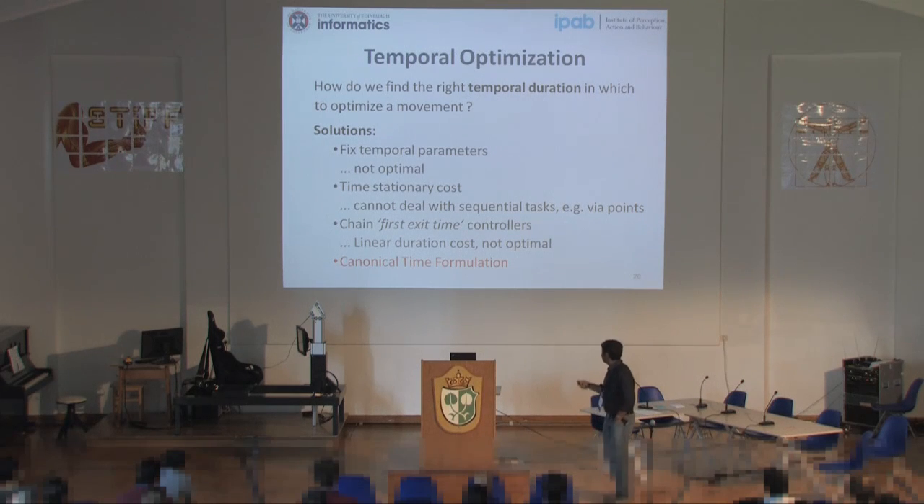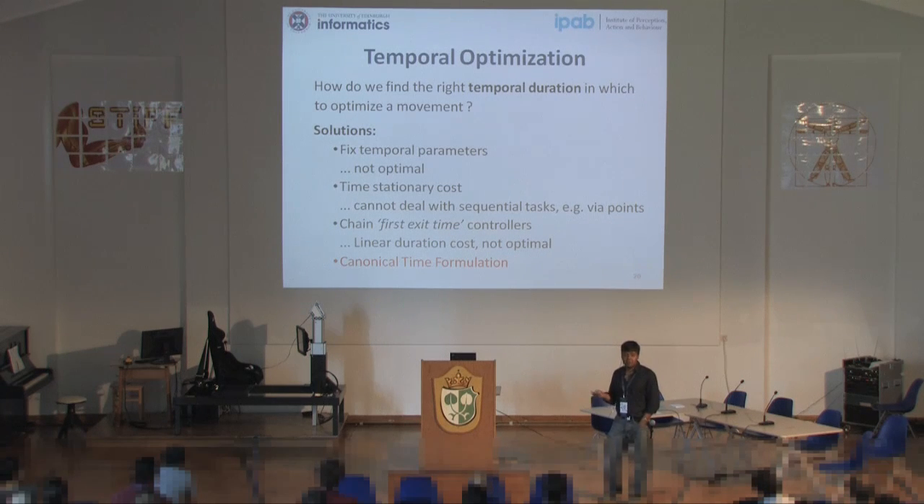Okay. So, a small note on temporal optimization. Why is temporal optimization so important? Because fixing temporal parameters is not optimal. Obviously, you cannot pick a time out of thin air. Time stationary cost cannot deal with sequential tasks. Typically, people chain first exit time controllers, and these are not optimal unless you consider linear duration costs.